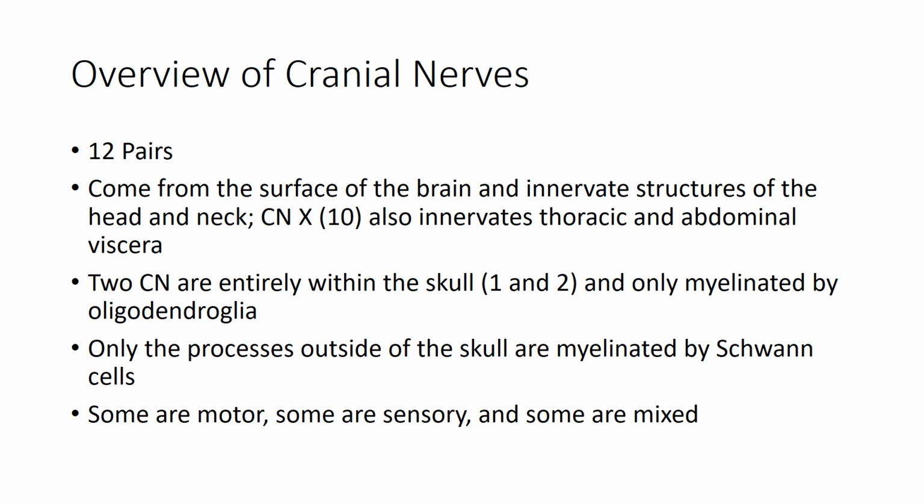And there are two cranial nerves that are entirely contained within the skull, that's 1 and 2, and only myelinated therefore by oligodendroglia. Versus all the other ones will have myelination by Schwann cells because they've got processes outside of the skull. So all of the cranial nerves except 1 and 2 have processes outside of the skull that have Schwann cell myelination, and 1 and 2 are all within the skull and myelinated by oligodendroglia. So some are motor, some are sensory, and some are mixed.